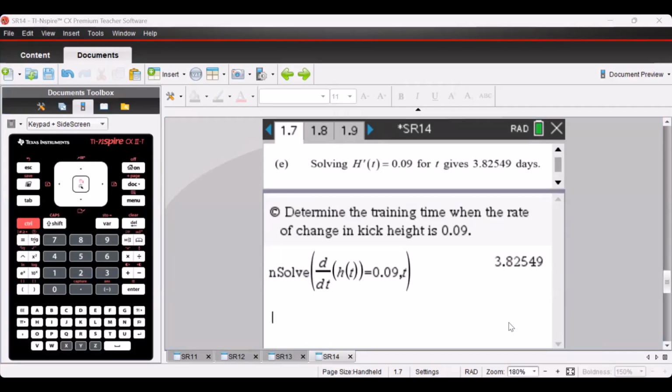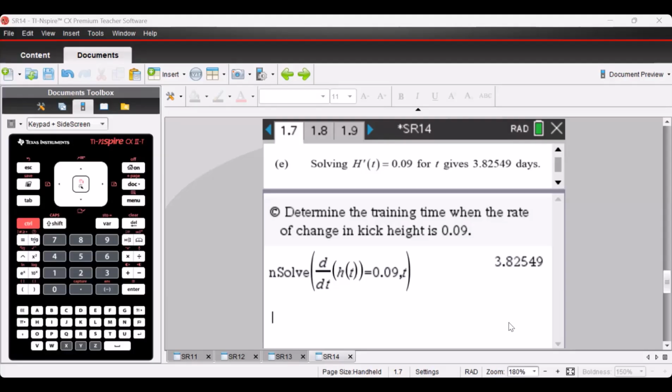In part E, we're asked to determine the training time when the rate of change in kick height is 0.09. Now, as you can see by my working, and it's only worth 1 mark, all we are required to do is to solve h dashed of t equals 0.09 for t, and we get 3.82549 days.